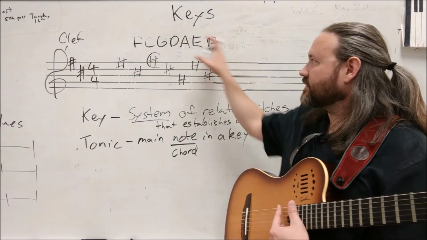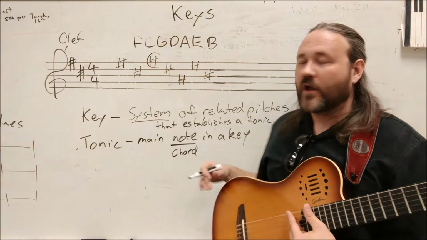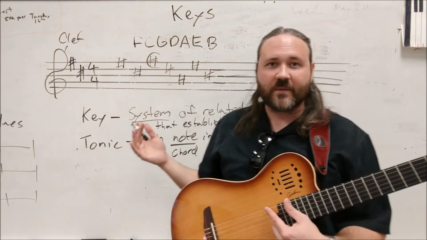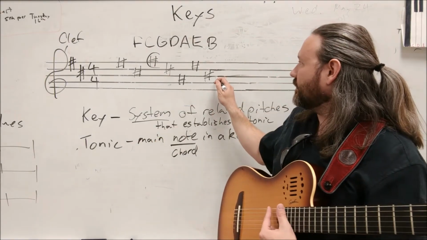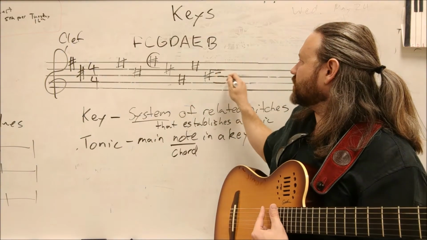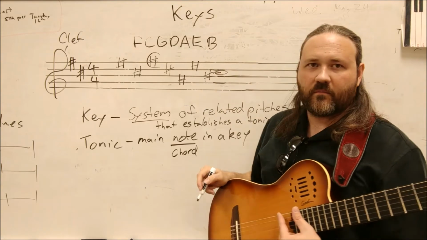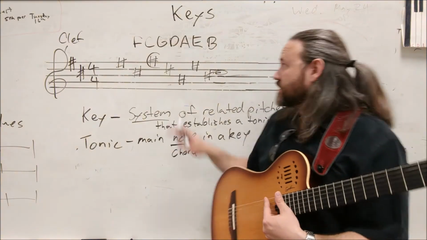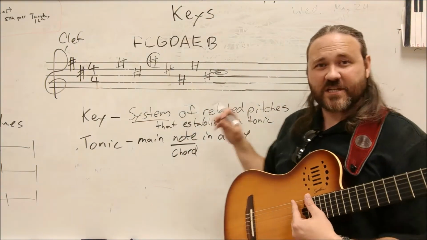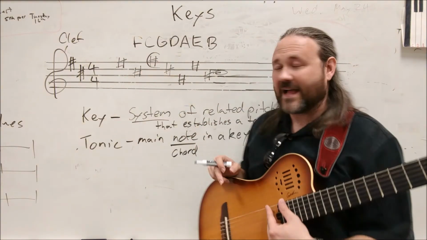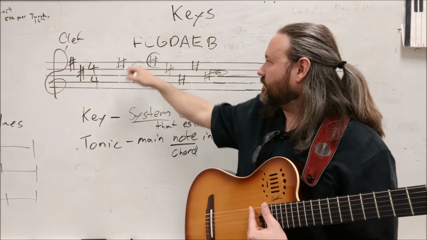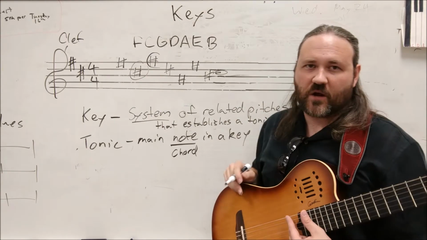Now, how do you go backwards from here? How do you figure out what key you're in? Well, with a sharp key, it's really easy. You find the last sharp, and the note above that last sharp, that would be the tonic of whatever key you're in. So if you have 7 sharps, the last sharp is actually not C. Remember, C is no sharps and flats, but C sharp, because we have a C sharp right here. So this would be the key of C sharp major.